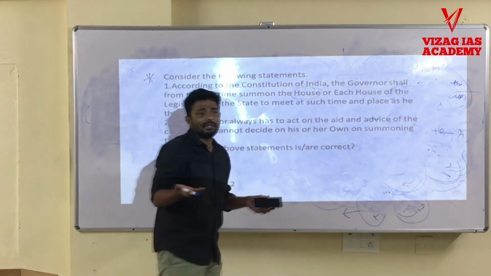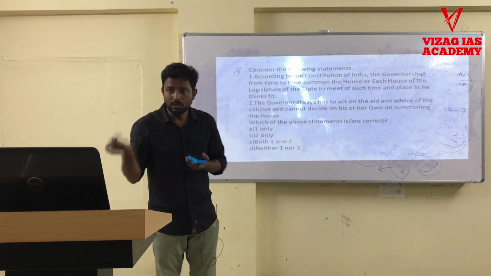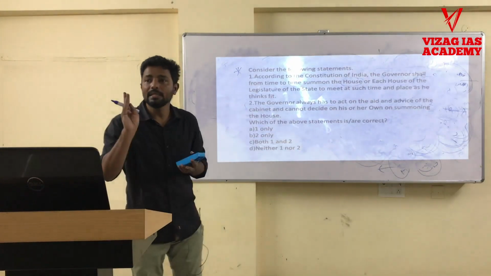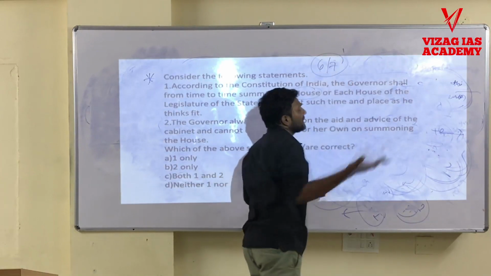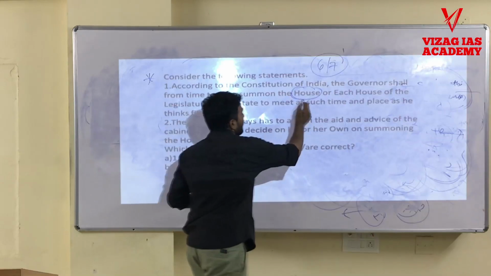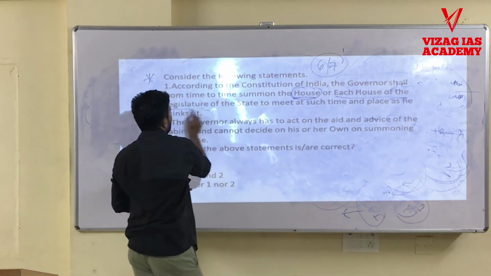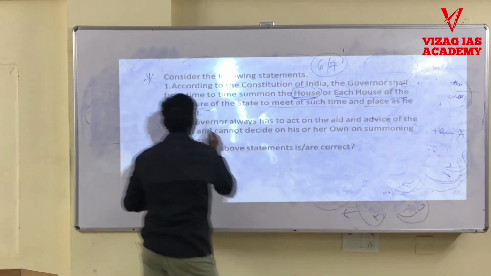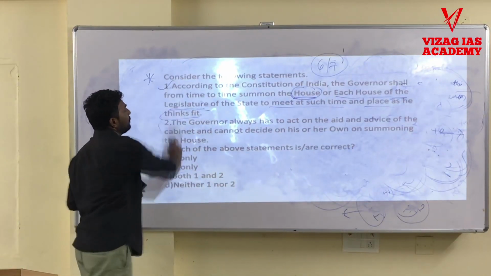Because in only 6 or 7 states there are 2 chambers, whereas in most of the other states there is only one house. So if there is one house, the house, and if there are 2 houses, each house of the legislature of the state, to meet at such time and place as he thinks fit. So can the governor do that or not?